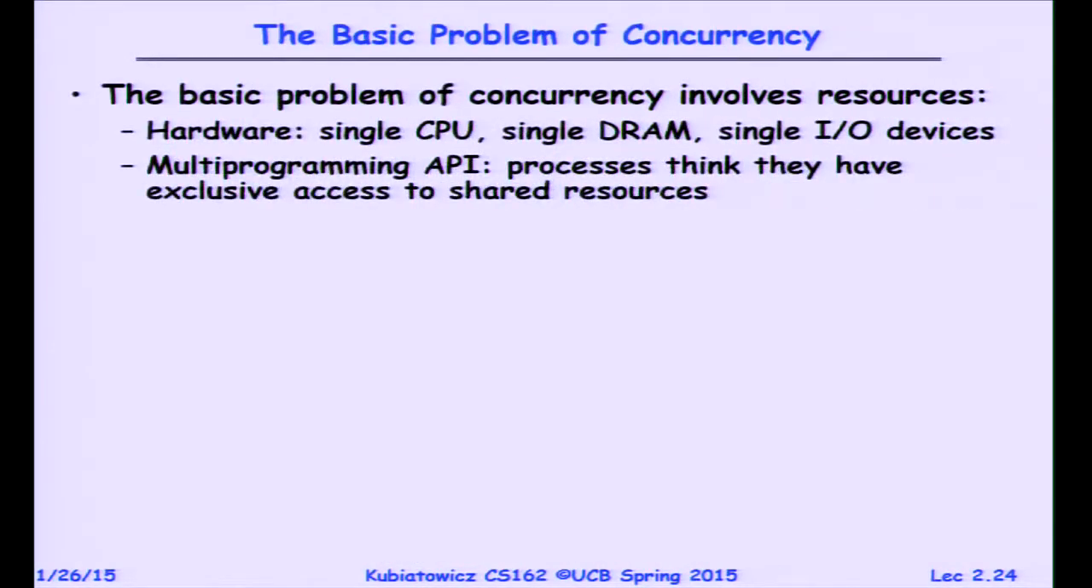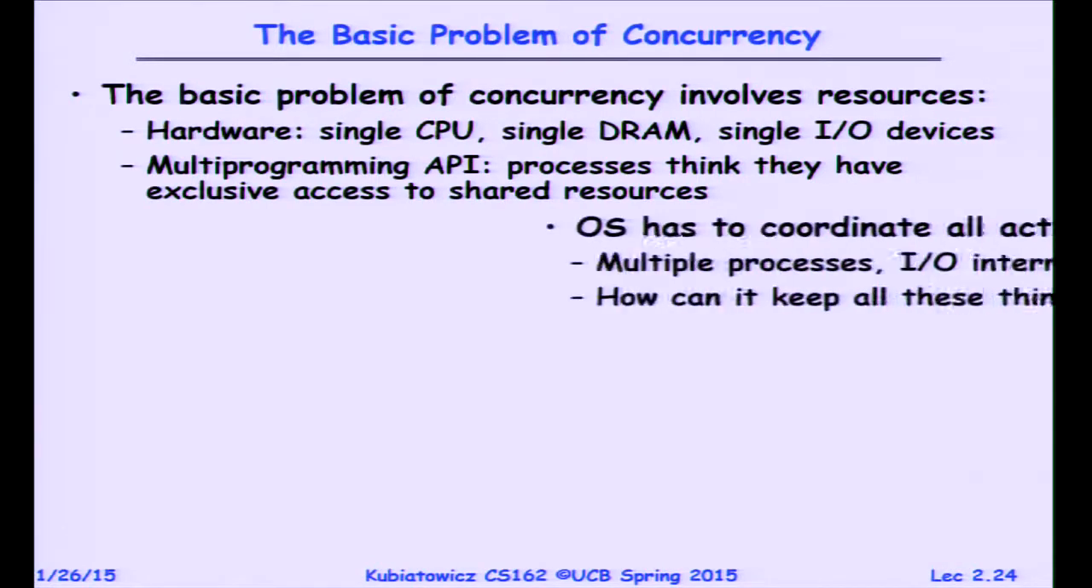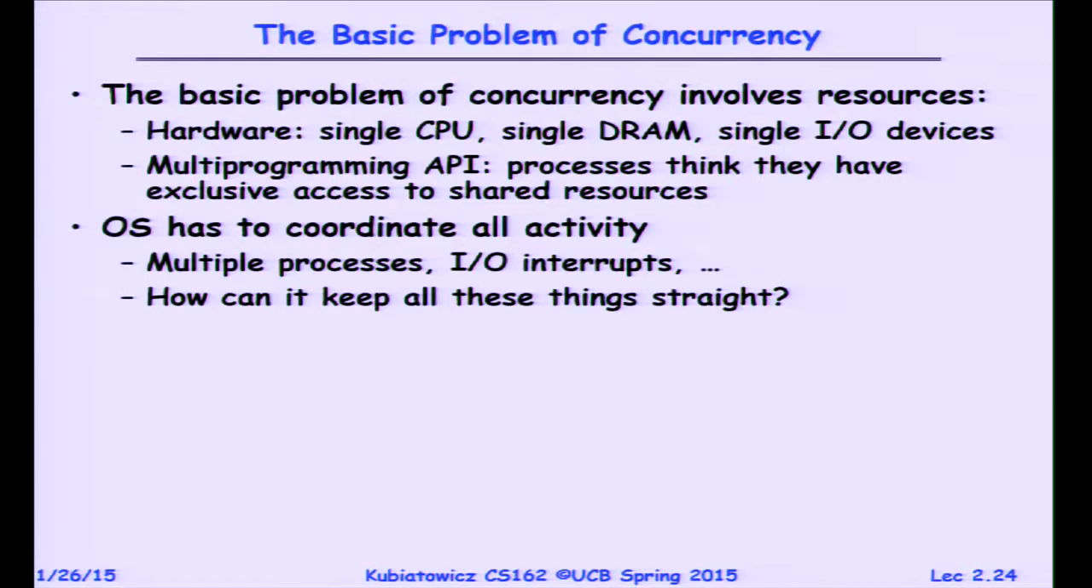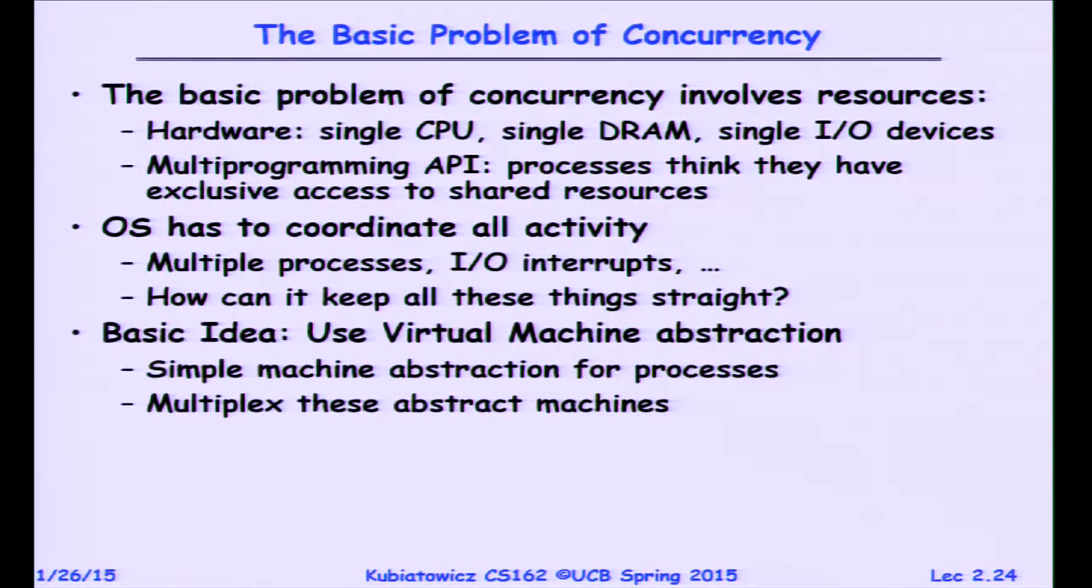So the basic problem of concurrency here, there are many of them. It's going to lead into scheduling. But the basic problem is, suppose we only have a single CPU, a single DRAM, a single I/O device, and so on, one of each. How do we make the processes or the things that are running think they have exclusive access? The OS has to coordinate all of this, okay? It's got to make sure that we can handle multiple processes at the same time, I/O interrupts and so on. And the question is, how does it keep it straight? All right? The basic idea is going to be to provide a virtual machine abstraction, which is a very simple abstraction for processes that makes them think they've got the whole machine to themselves. And we'll clean it up under the covers so they don't know the difference. All right? That's going to be our strategy.